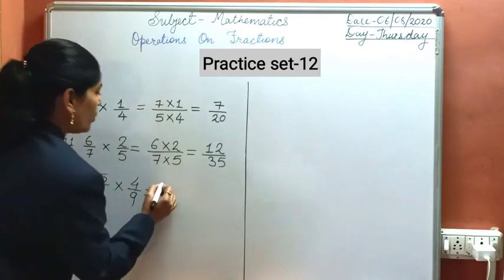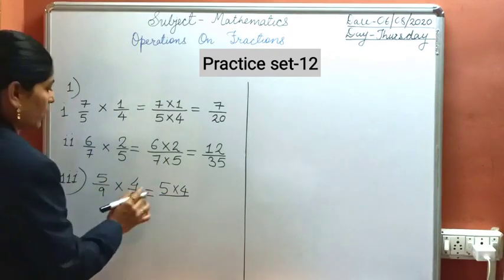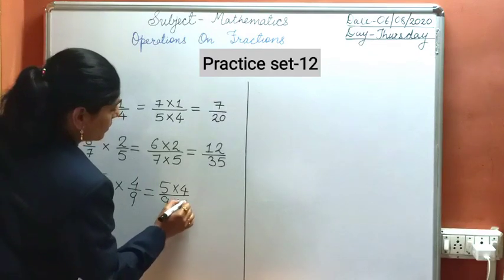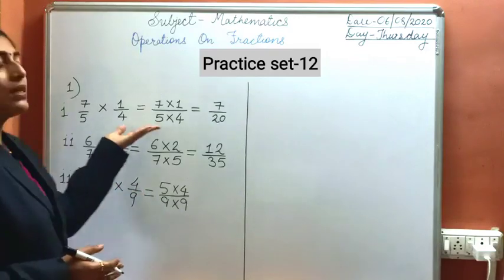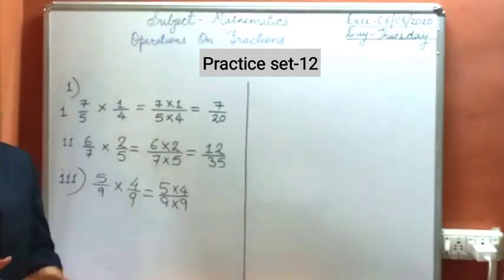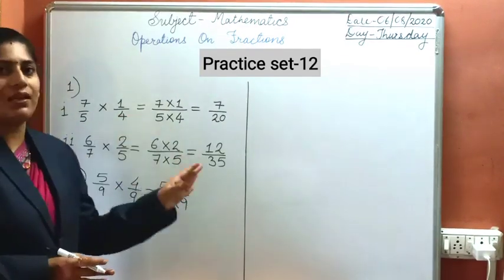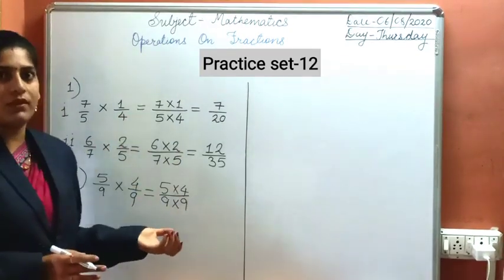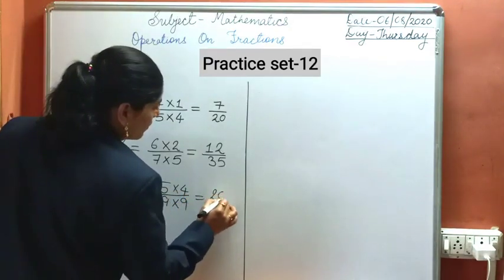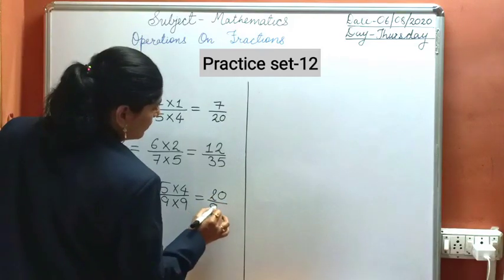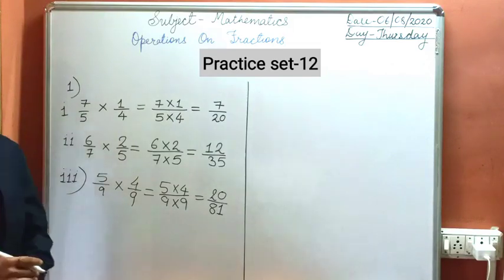Children, here again what will we do? Numerator by numerator multiplication and denominator by denominator. So, see students, in addition and subtraction, what do we do? We just make the denominators equal. But here, in multiplication, the rule is we have to multiply directly. Numerator by numerator, denominator by denominator. Okay, understood? Let us see. 5 fours are 20 and 9 nines are 81. Okay. Now, see the next question.